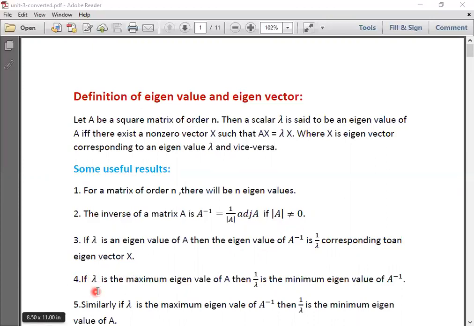Next point is, if lambda is the maximum eigenvalue of A, then 1 by lambda is the minimum eigenvalue of A inverse. In a similar way, if lambda is the maximum eigenvalue of A inverse, then 1 by lambda is the minimum eigenvalue of A. The same can be written in another way. If lambda is the minimum eigenvalue of A, then 1 by lambda is the maximum eigenvalue of A inverse.